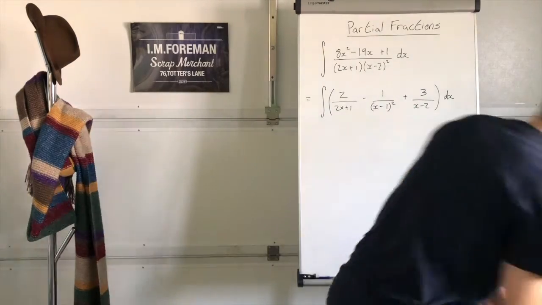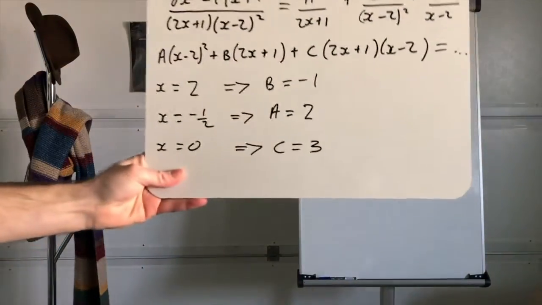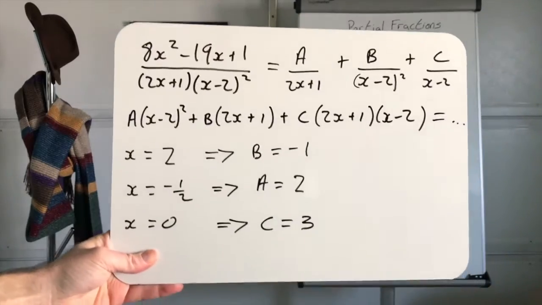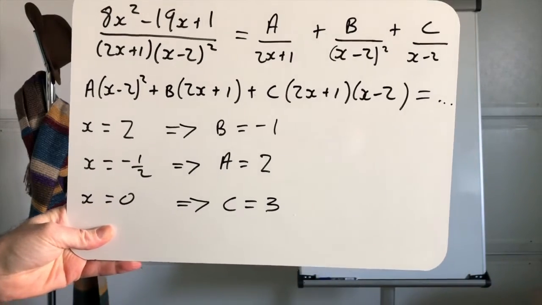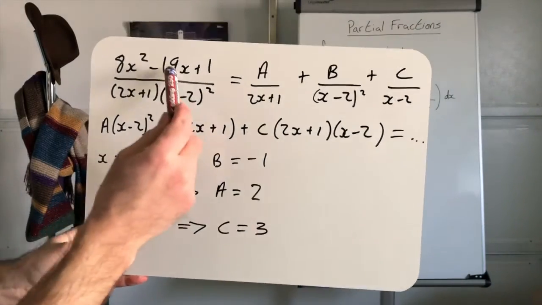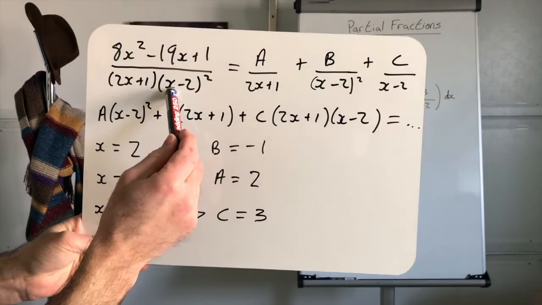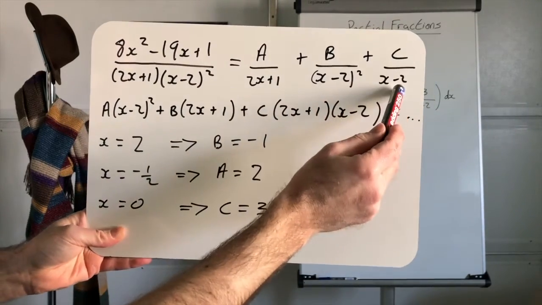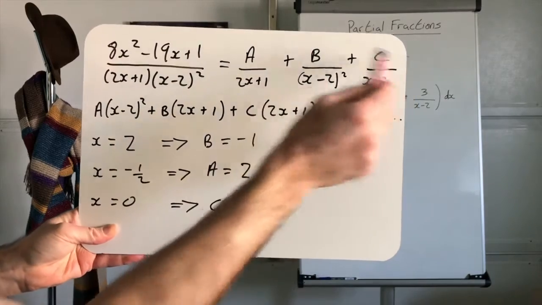So the method is here. I'm just putting it up on this board for you. There we go. Can you see? Just write it out like this. Remember, with the repeated factor, you've got to have both an x minus 2 and x minus 2 squared, so you've got the 3 terms there.